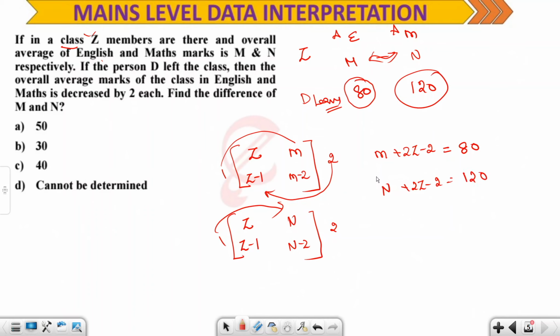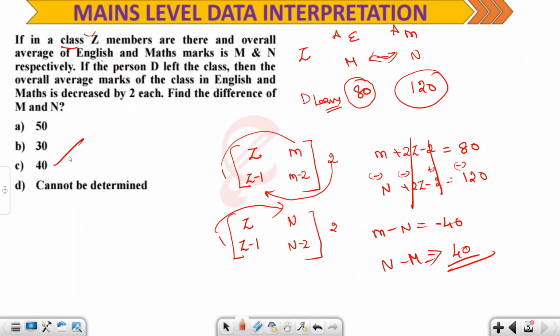Now they are asking for the difference. So if I take the difference, that is by changing the sign, what happens, plus 2Z and minus 2Z will cancel, minus 2 and plus 2 will get cancelled. So M minus N is equal to minus 40. So they are asking the difference of M and N. What is the difference of M and N? It is nothing but 40. The answer for this one is 40.